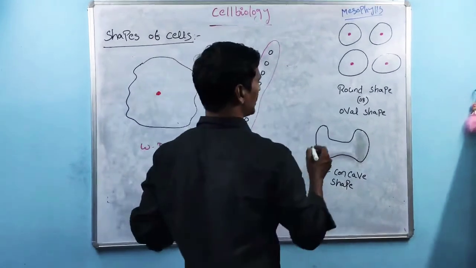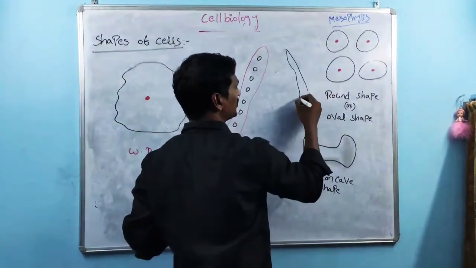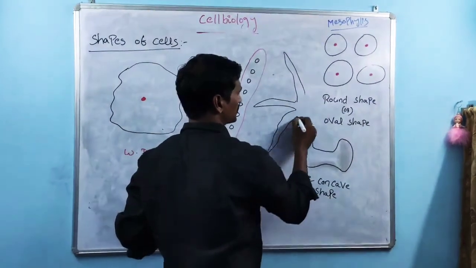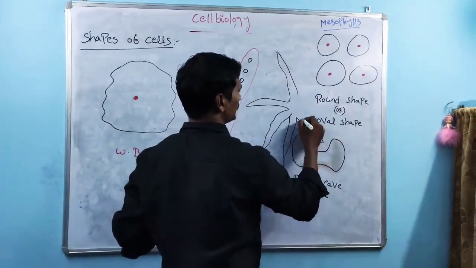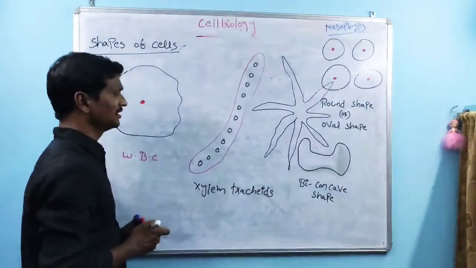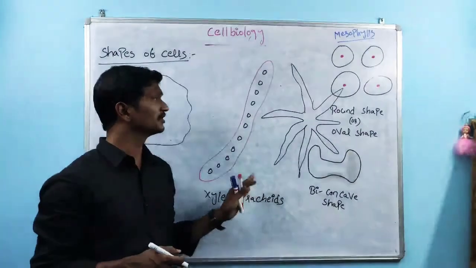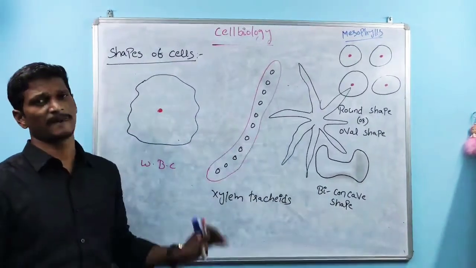And some of the cells have branches. One of the best examples is neurons. The neurons have branches. So, some cells have branches. Right? These are some of the examples of the different shapes of cells.